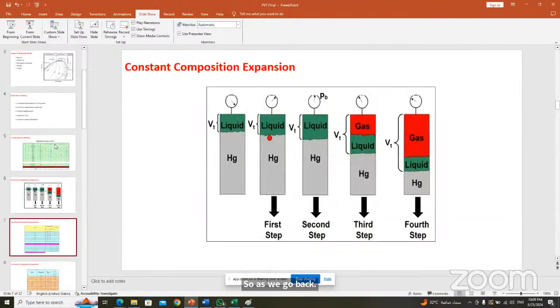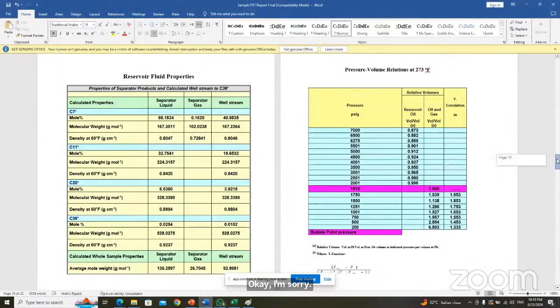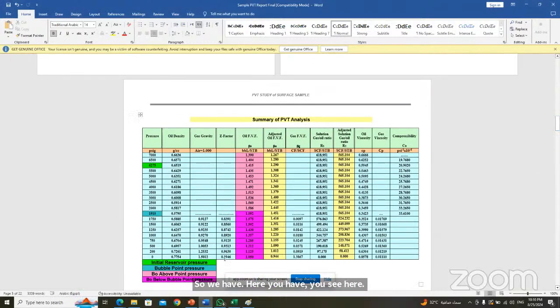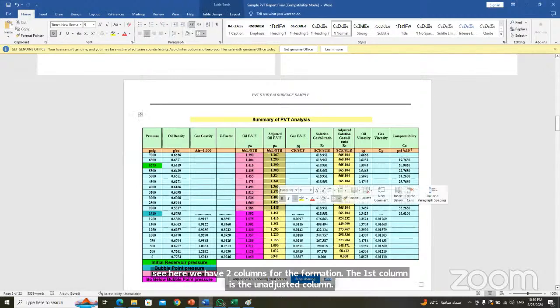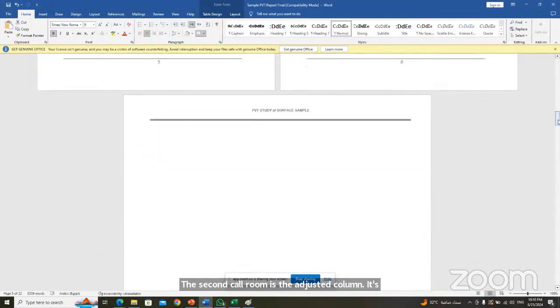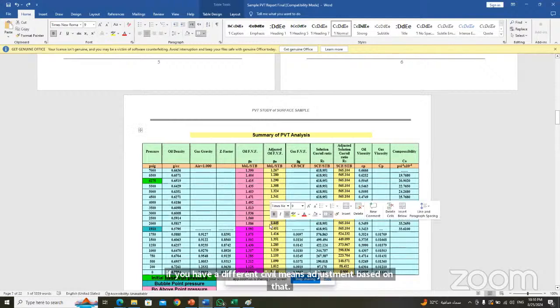So as we go back, okay, I'm sorry, instead of going there, I'm going to the report. Here you see a summary table from the report. You see here we have two columns for the formation volume factor. The first column is the unadjusted column. The second column is the adjusted column. It's adjusted based on the ideal separator conditions. If you have a different separator condition, you will make the adjustment based on that. So this is the adjusted value.